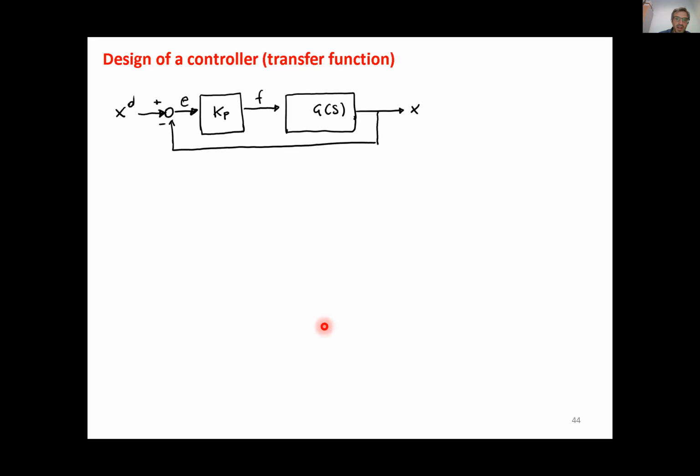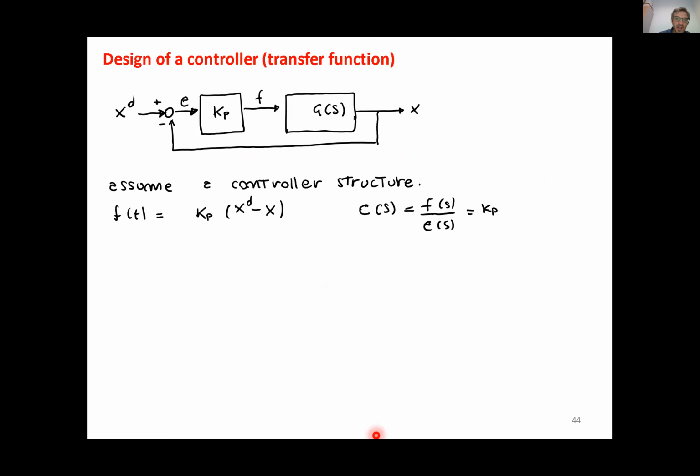Okay, then we can see how we can design a controller based on the concept of transfer functions. Let's start with a very simple controller. We will see a proportional controller. So we assume this controller structure. We have the reference position. Let's say our system is like a spring damper system. We want to control the position of our spring damper system to track a reference value. And to do that, we have an actuator that applies a force. And this force is proportional to the tracking error between the desired and the actual position.